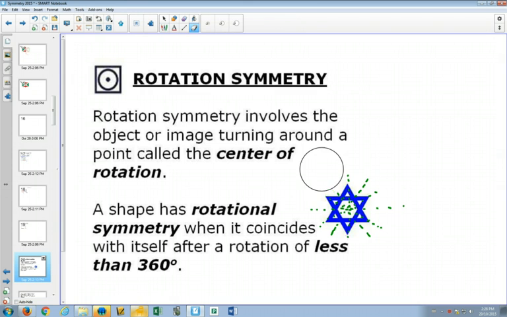Now we're going to look at rotational symmetry. Symmetry where you rotate. That was easy.